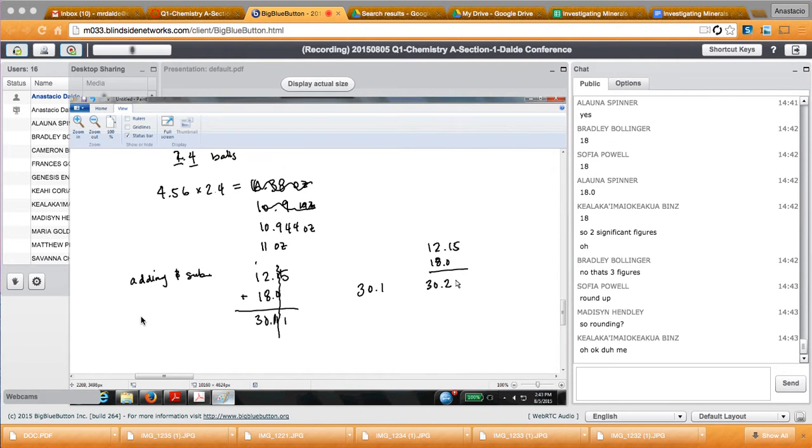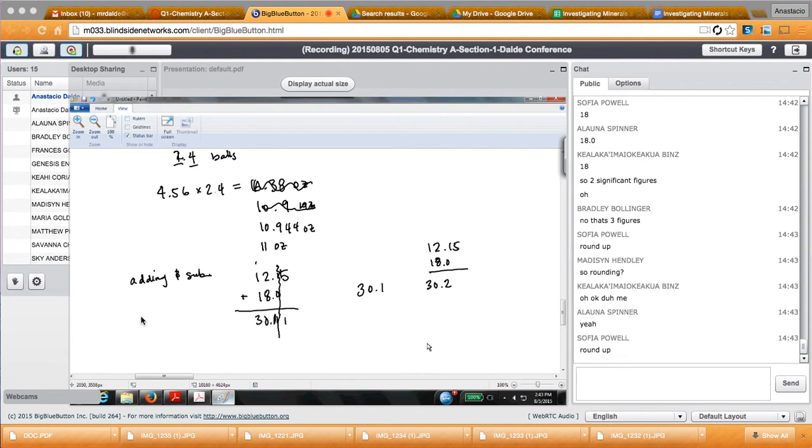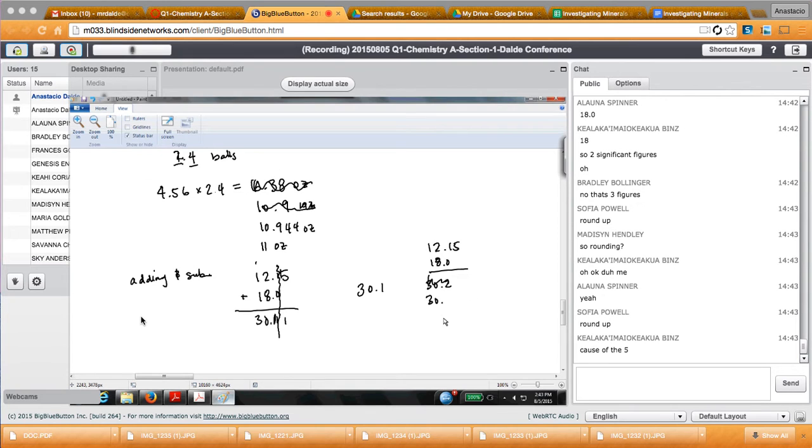Do you guys understand why it's 30.2 as opposed to 30.1? Originally, if I add these together, it would have been 30.15. But I'm cutting this off after this significant figure, so the 5 rounds it up, and it becomes 30.2.